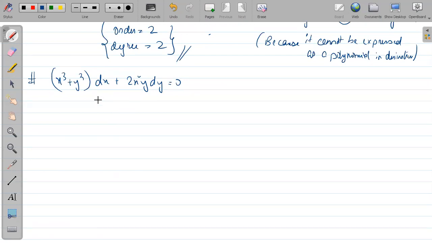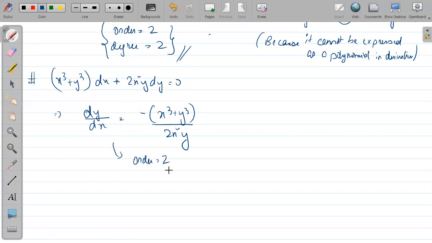How will you say it? We will separate the terms containing dx and dy on both sides of the equation. So here I am writing dy by dx equals minus x square plus y cube by 2x square y. So yes, it is a form in which we can say order is 1, and degree is also 1.